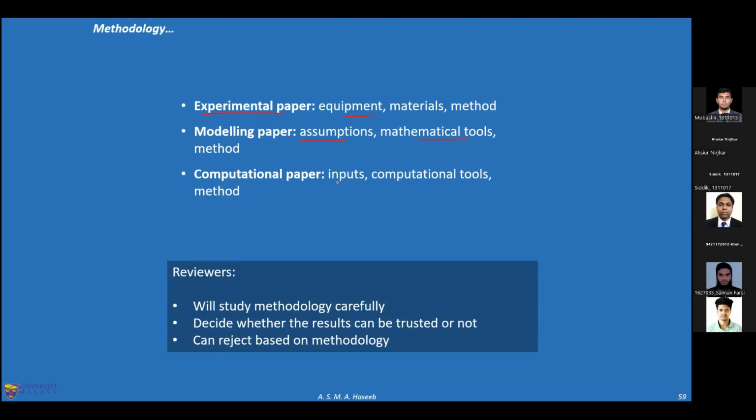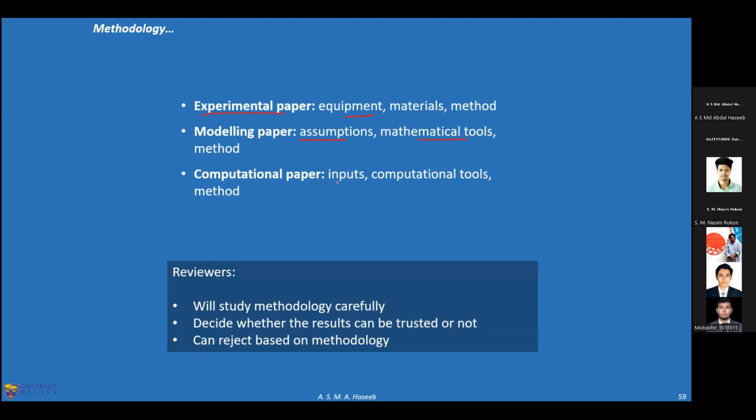Now, since it is easy to write, some students do not take it so seriously. But remember, when the reviewer reads your paper, he will put a lot of emphasis on methodology. He will see how you used your methodology to achieve the result that you have claimed. And he will see whether he can trust that the results were obtained by the methodology that you have described. If he is not convinced, he or she can reject the paper. So don't take it lightly.